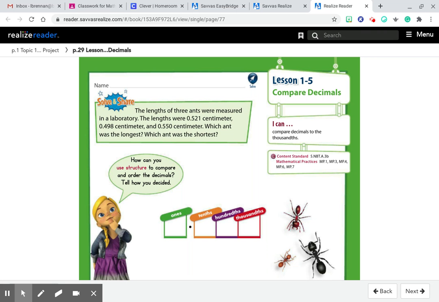All right, today we're doing lesson 1-5, comparing decimals, and the I can statement is: I can compare decimals to the thousandths. The solve and share: the lengths of three ants were measured in a laboratory.